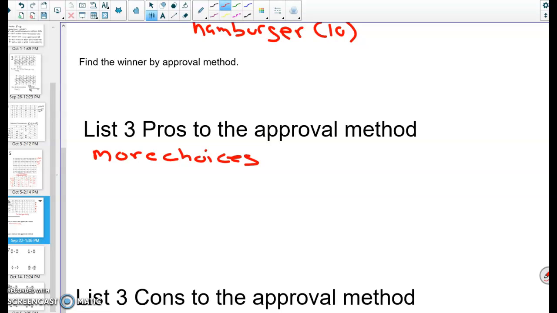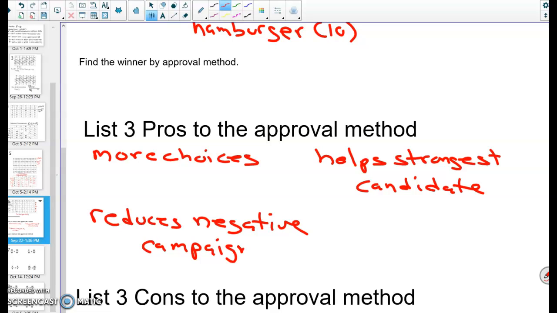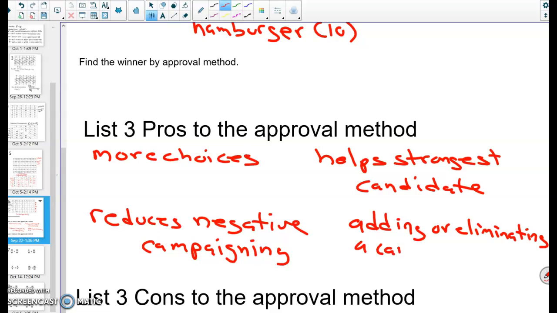It helps the strongest candidate. It reduces negative campaigning. And adding or eliminating a candidate has minimal impact.